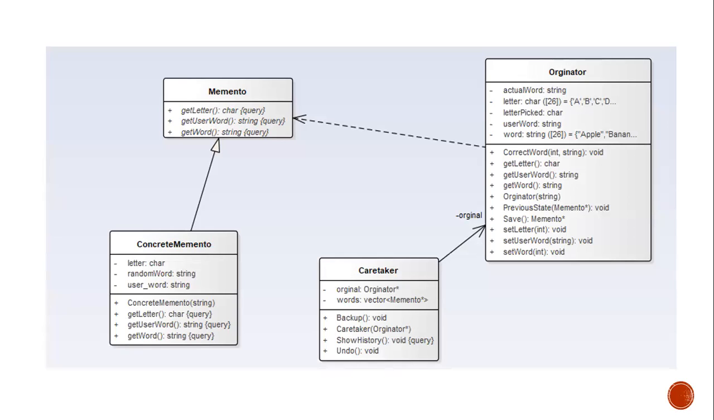And to go on a little bit more about the concrete Memento class, what the originator does is it gets a word, saves that word to the concrete Memento, but when it wants to retrieve that word back, it retrieves that word back from the memento. You'll see the caretaker deals with the originator, and the concrete memento deals with, obviously, the memento. You'll also notice here that because I use a concrete memento, all the get letters, get user words, and get words have to be made public.